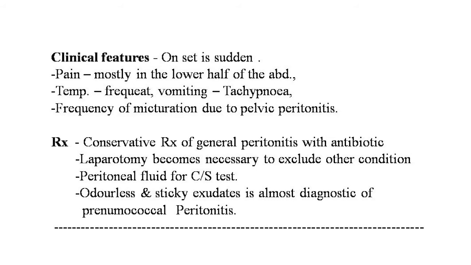The disease onset is sudden. Pain is mostly in the lower half of the abdomen. Temperature, frequent vomiting, tachypnea, and frequency of micturition occur due to pelvic peritonitis. There is irritation of the bladder.